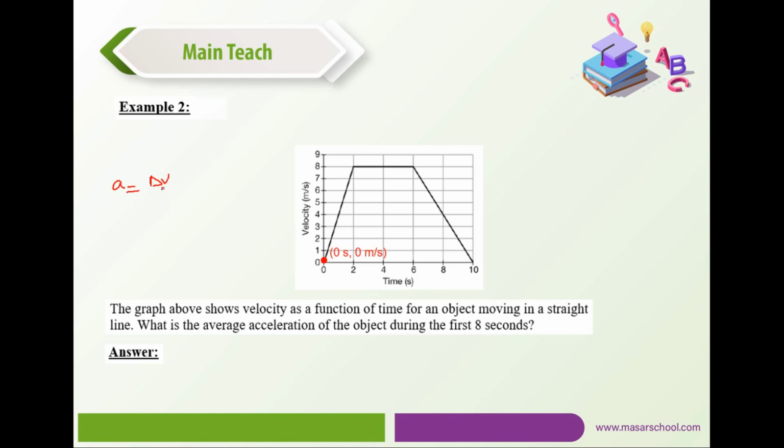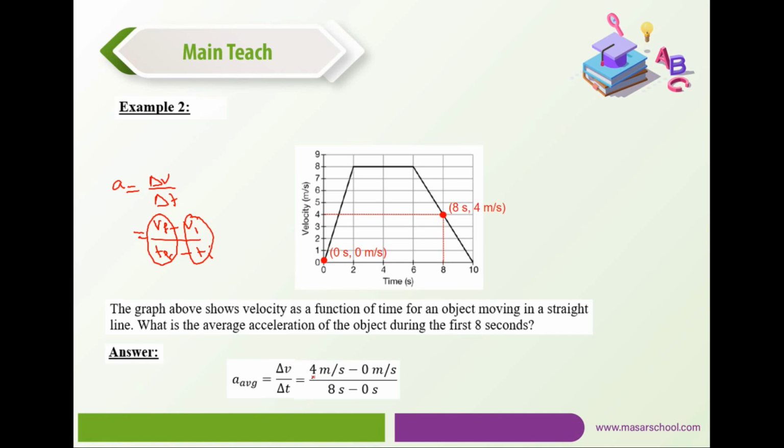Now average acceleration is delta v over delta t, v final minus v initial, t final minus t initial. These coordinates can be extracted from the graph. This is the initial point of 0 seconds, 0 meter per second, and the final point would be 8 seconds and 4 meters per second. Now we can apply the formula safely.